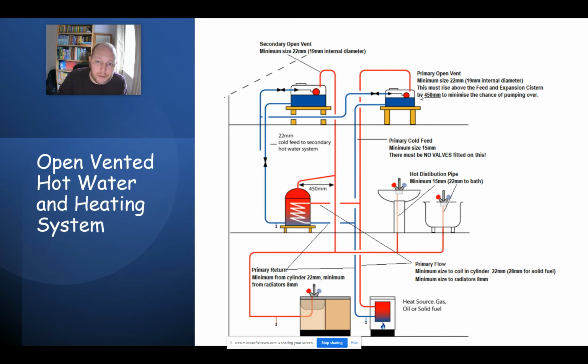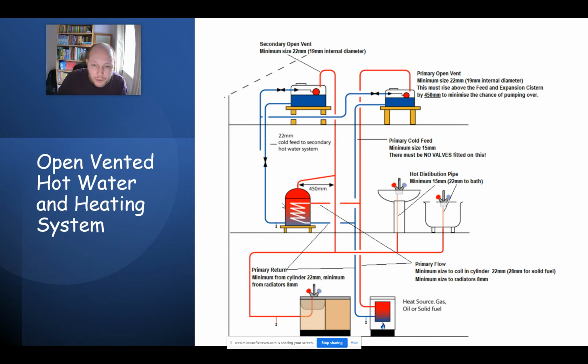And this actually should have a set amount. It should rise above the water level by 450 mil. That's just a set amount, and that's to reduce the likelihood of pumping over. Essentially, when the pump kicks in, you get something called the surge effect. The water gets pushed in front of it, and it can cause the water to be pushed up and over and go into the system. So we put that up 450 mil, at least 450 mil, to reduce the likelihood of it pumping over, essentially, on the primary side. But we'll talk about that in a lot more detail in the heating module.